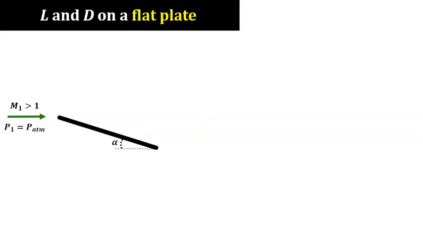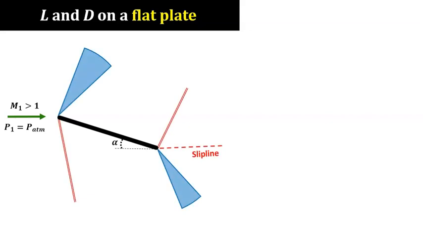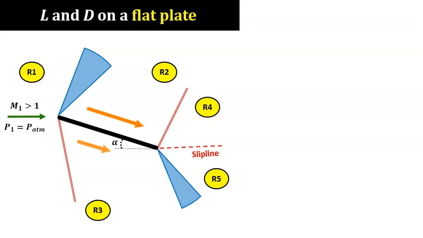The supersonic flow will cause two expansion fans and two oblique shocks. With any numerical values of the free stream conditions and the angle of attack, we can calculate the flows in region 2 at the top and region 3 at the bottom. That's all that we need to calculate lift and drag on the flat plate. We don't need to know the flows in regions 4 and 5 across the slip line.